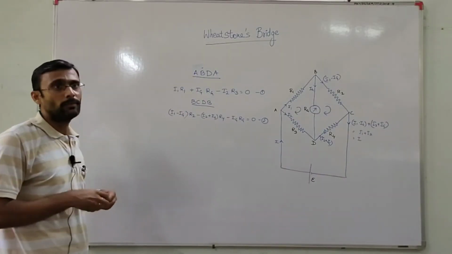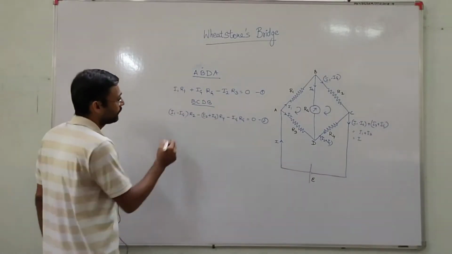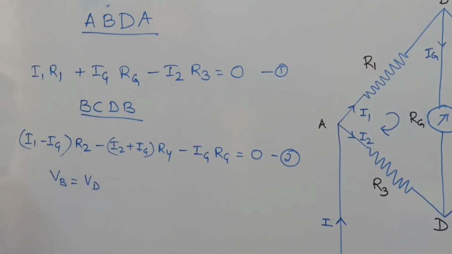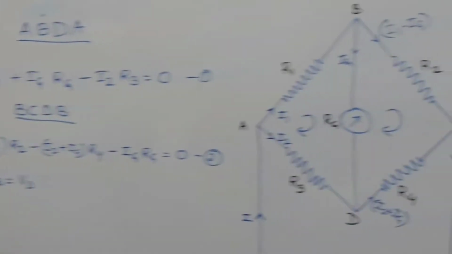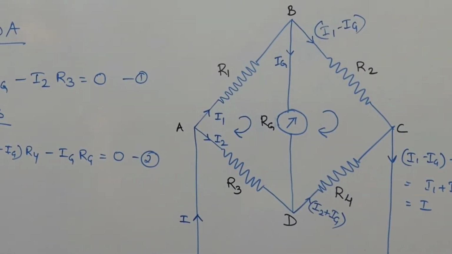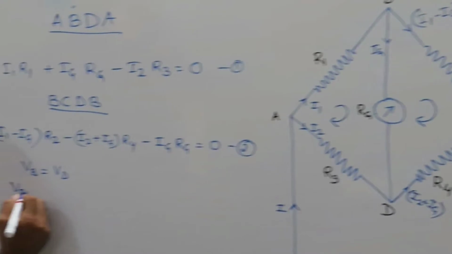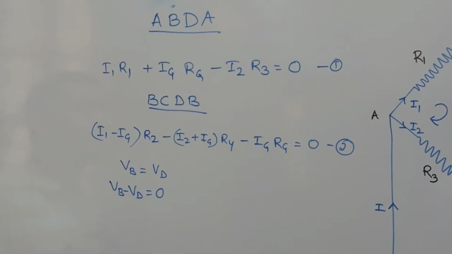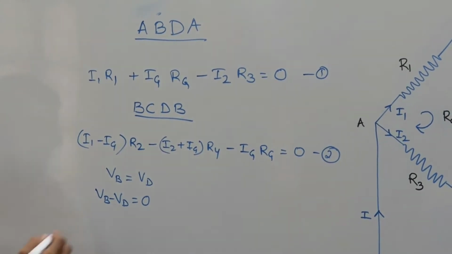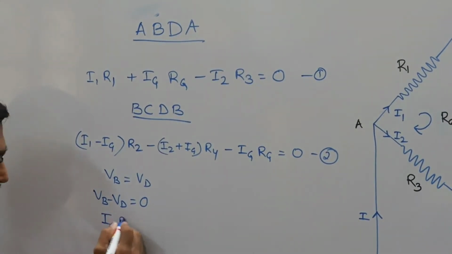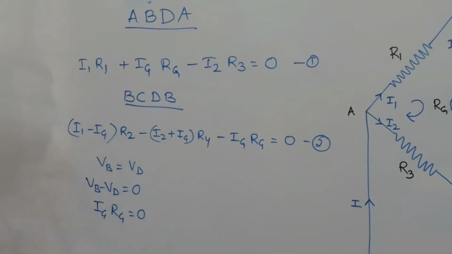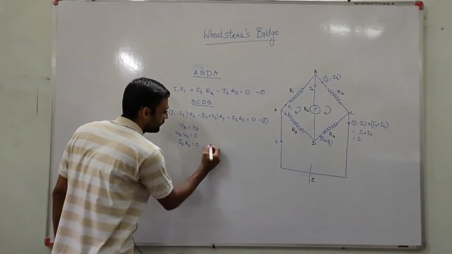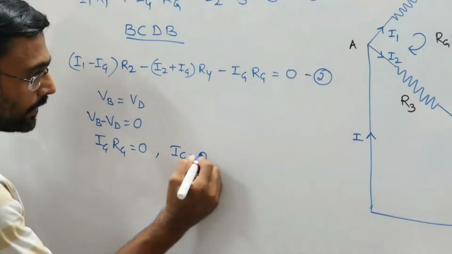Now to achieve a balanced condition, let the potential at B be equal to D. Means at points B and D the potentials are the same. In that condition, the potential difference between the two will be equal to 0, and the potential difference between B and D is Ig into Rg, that is equal to 0. The resistance of the galvanometer can never be 0, therefore from this we get Ig equal to 0.